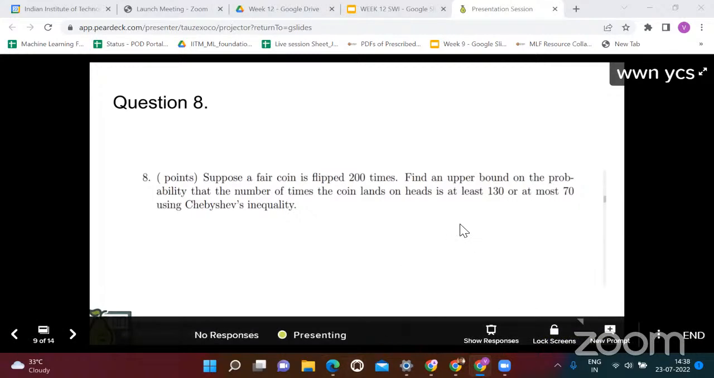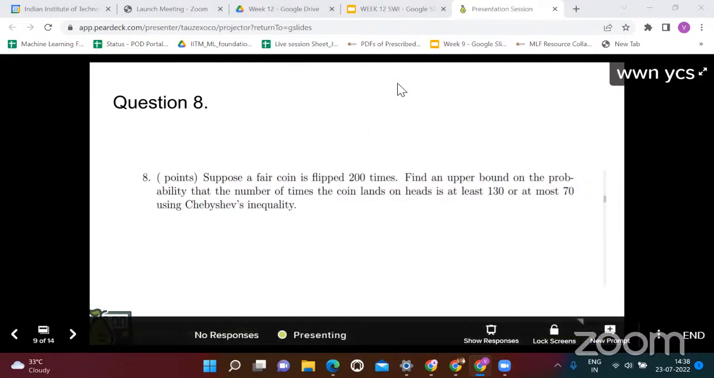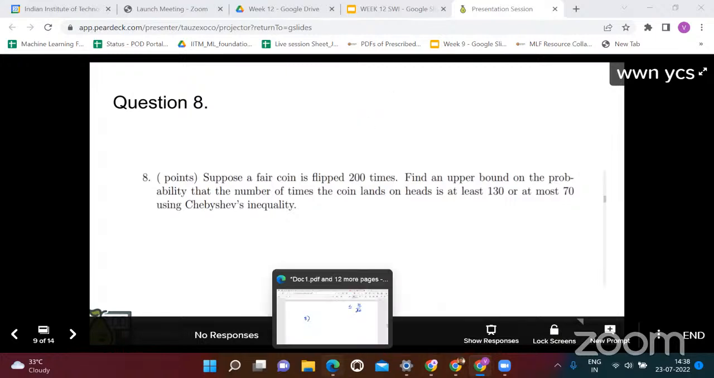So should I solve this one? Okay. So I'll try to solve this.